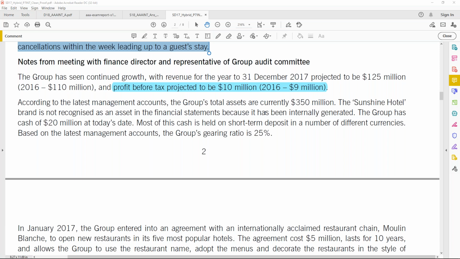The profit has increased slightly to 10. In 16 it was 9, though the profit margin has gone down. According to the latest management accounts, the group total assets are currently $350 million. This can help you with the risk of material misstatement when you're finding materiality.